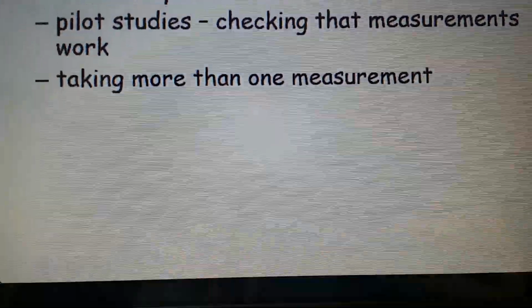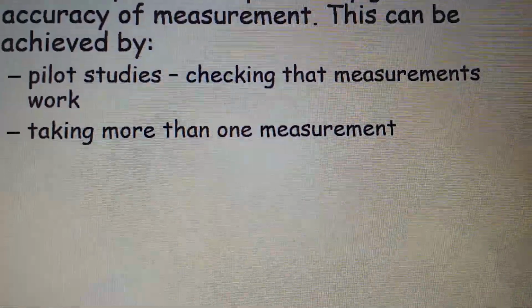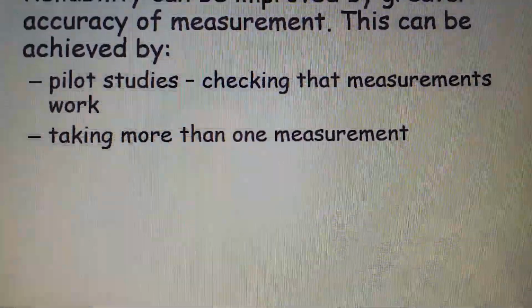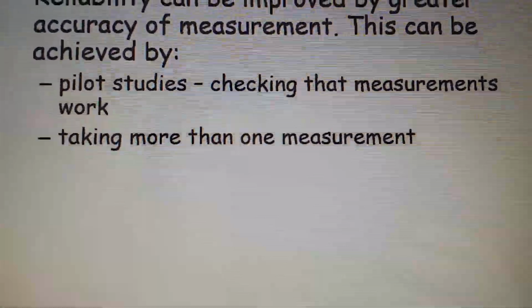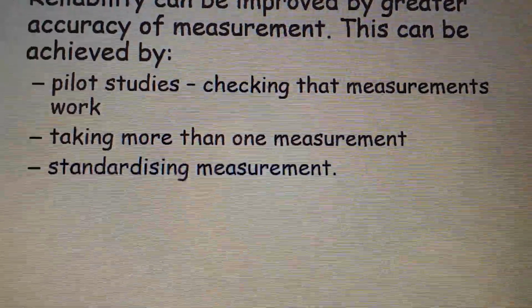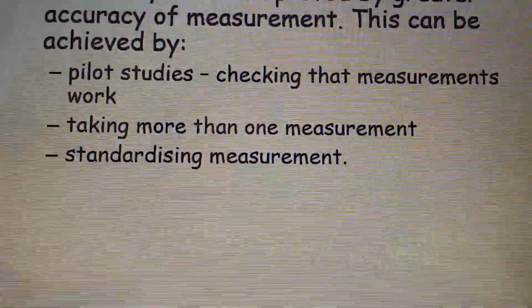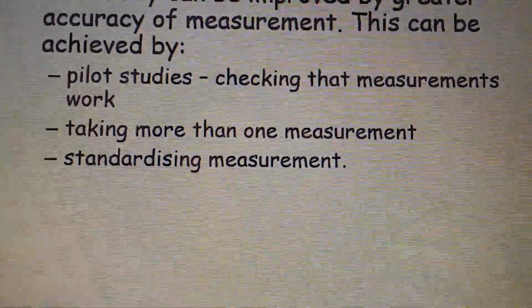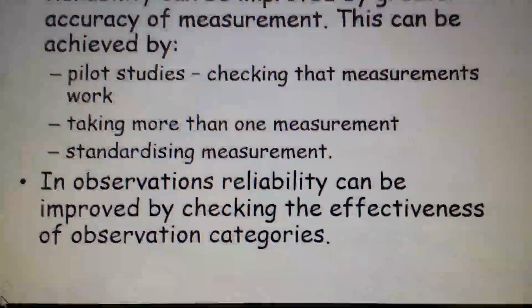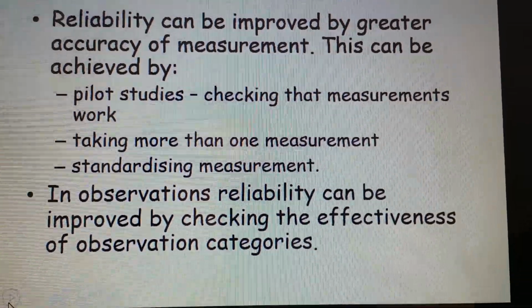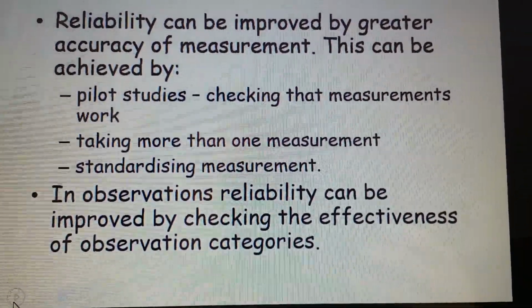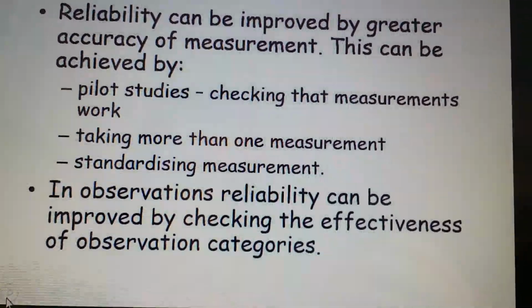Another answer would be to say, I would take more than one measurement. If 2 or more measurements were all the same, then I could say that this was reliable. I could standardize my measurement. I could get several people to measure it. I could then compare them. If you have an observation, reliability can be improved by checking the effectiveness of the observation categories.